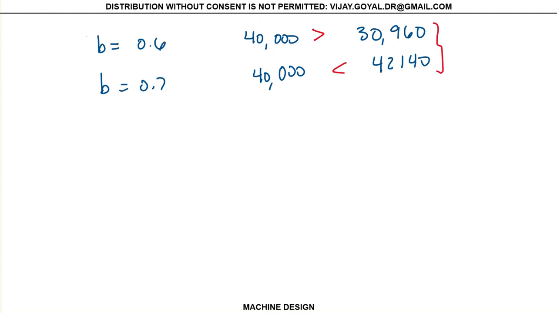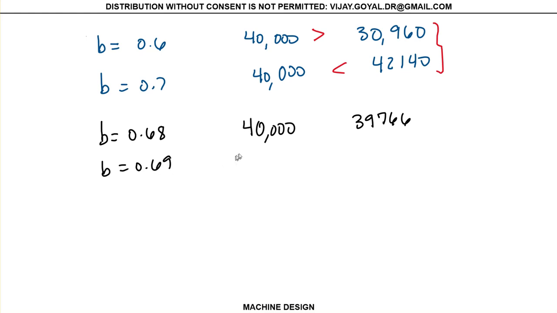And I am going to jump some steps here. If I just give you B is equal to 0.68, I did a couple iterations here. I can show that 40,000, and I get on the right-hand side 39,766. If I take B equal to 0.69, I get 40,000, and on this side I get 40,946.